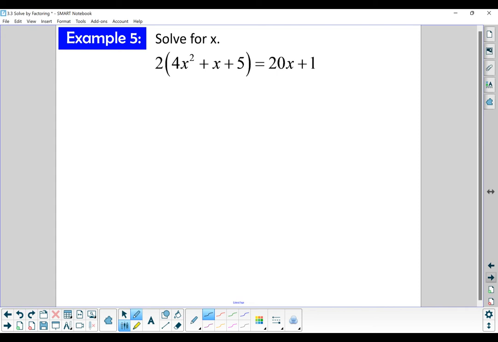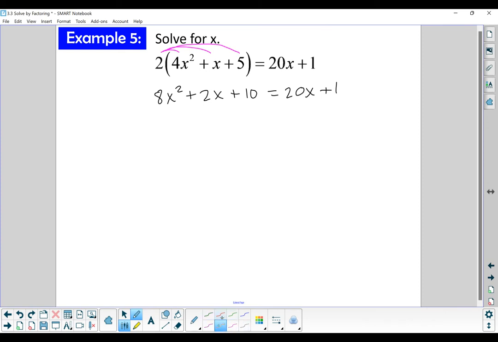Okay, so this one has some multiplication happening. So you may have problems like this where you need to distribute. We still want to also have our equals 0. So this is 8x squared plus 2x plus 10 equals 20x plus 1.